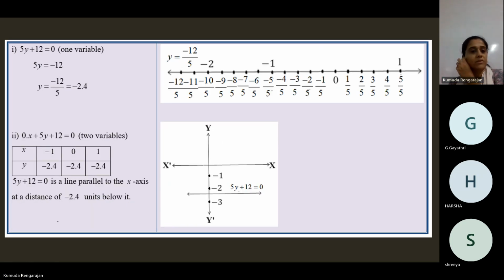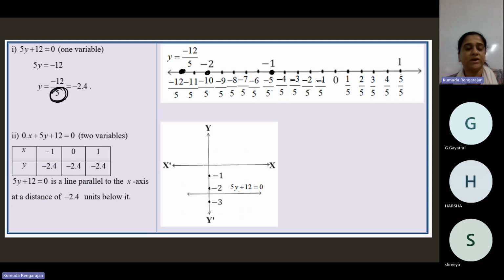Next one. When you solve this one, you get minus 12 by 5. Look out for the denominator, it's 5. So minus 1 by 5, minus 2 by 5, minus 3 by 5, minus 4 by 5, because the denominator is 5. So minus 12 by 5 is here. This is minus 1, minus 5 by 5 is minus 1. Minus 10 by 5 is minus 2.